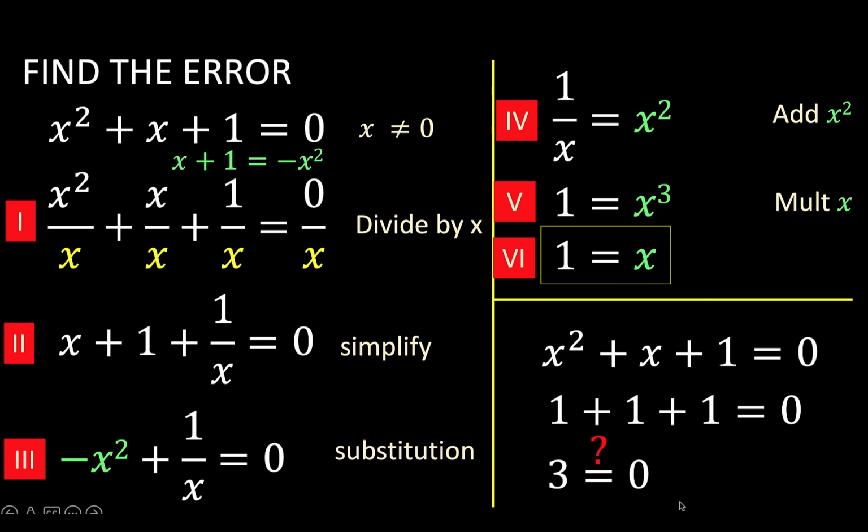And so we have just proven that 3 is not really equal to 0. What happens here is we are just checking whether the roots that we arrive at are really valid roots for the original equation.